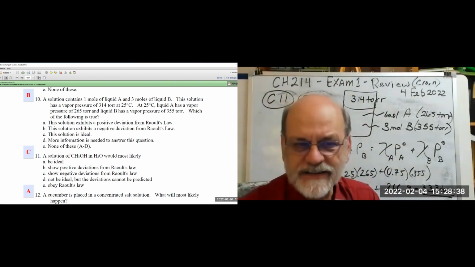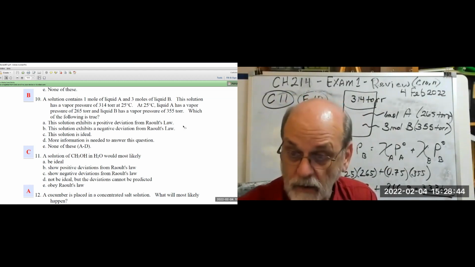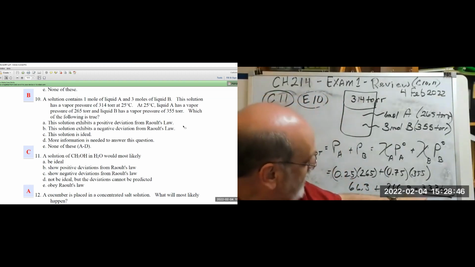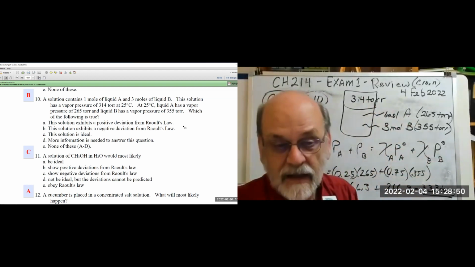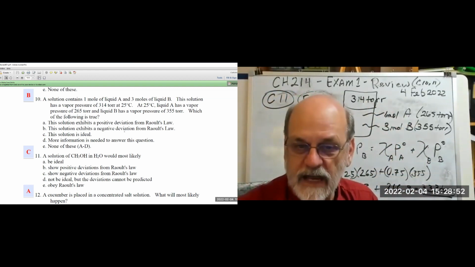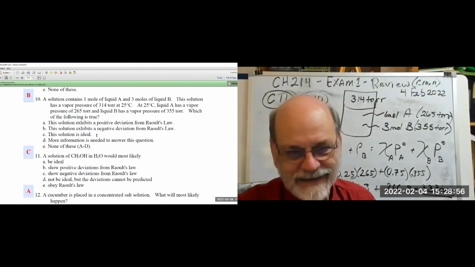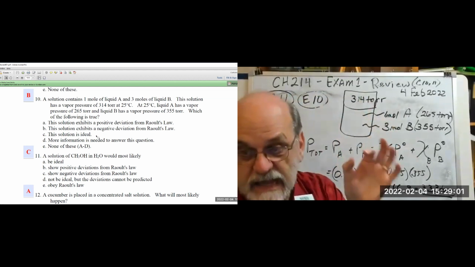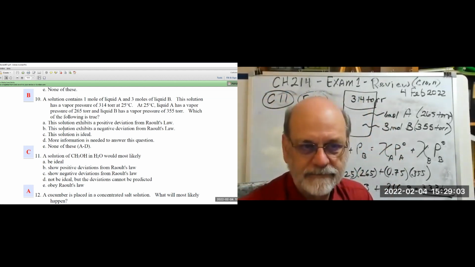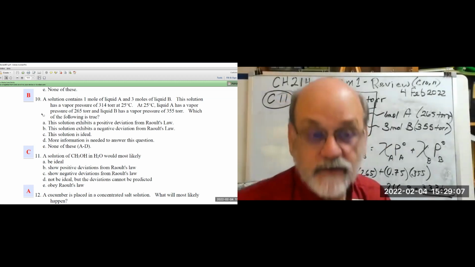So let's see if we can find a statement that addresses that. This solution exhibits a positive deviation from Raoult's law. No. This is the expected. It's negative. It's less than. This solution exhibits a negative deviation from Raoult's law. That is true. This solution is not ideal. If it were ideal, that value and that value would be equal. Okay. So that's why the answer is B.